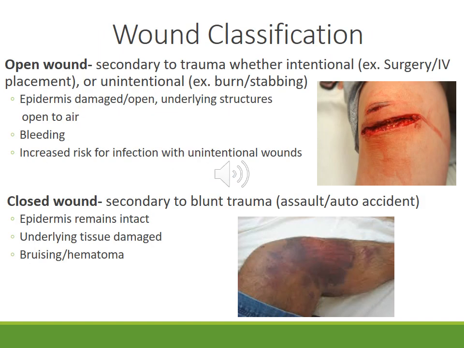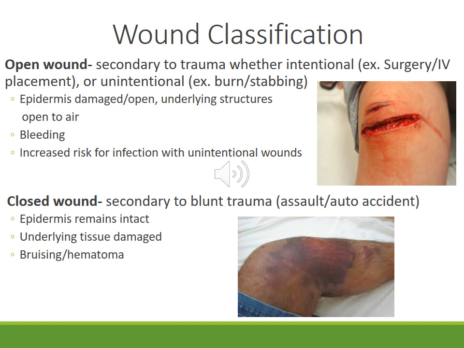As we continue on with classification, we have open wound. And this, again, is just a different way to classify the wound. So we have open wounds versus closed wounds. An open wound is, again, secondary to trauma, that laceration or that cut, whether it was intentional or unintentional. The epidermis is damaged and it's open. We can see underlying structures. You're going to have bleeding. You're going to maybe have some increased risk for infection, especially if it was an unintentional wound.